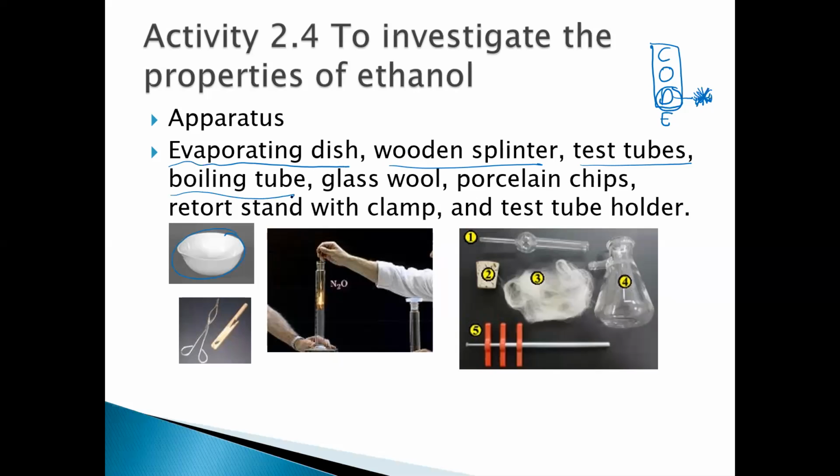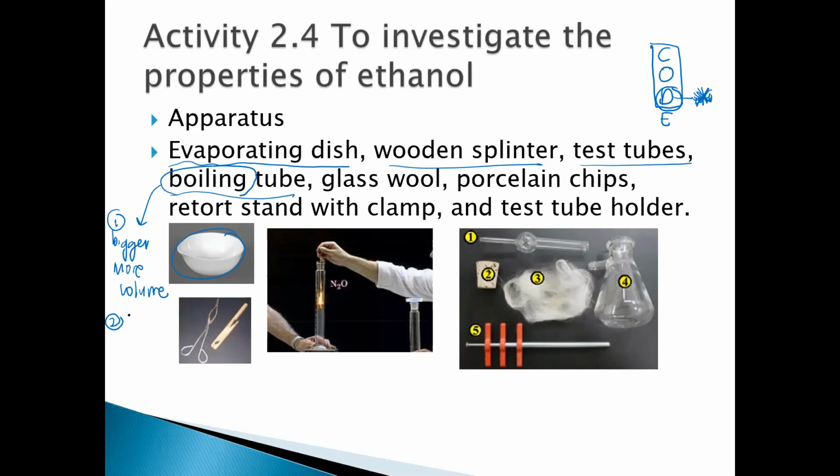Boiling tube can hold a larger amount of acids. Correct. Acids. Not necessarily acids, yeah. Boiling tube is bigger, so I can have more volume. Okay. And one more very, very important thing is the word boiling here. Can you see the word boiling?